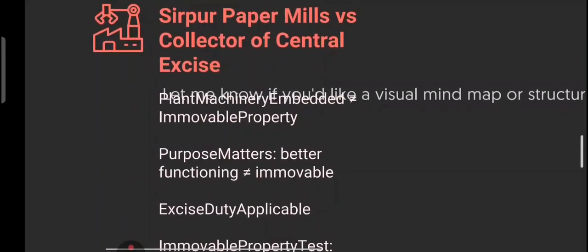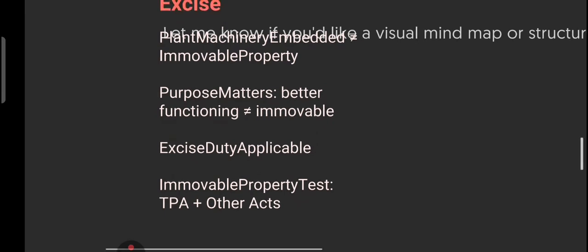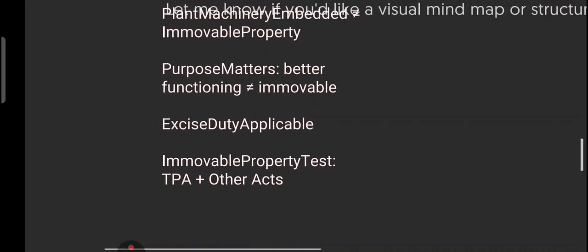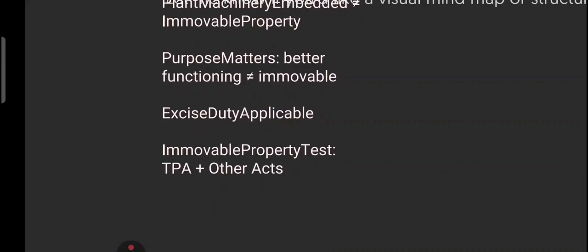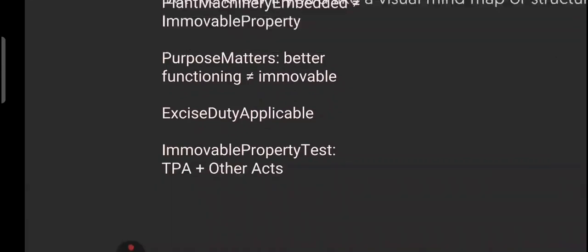Basically, Sirpur Paper Mill, what is it all about? This case clarified a common confusion. Just because plant and machinery are fixed to the ground does not mean they are immovable property. Try to understand, very very important. Plant and machinery are fixed to the ground, but it does not mean that they are immovable property, right? What really matters is purpose. If the installation is for better performance and not permanent use, it is considered movable.